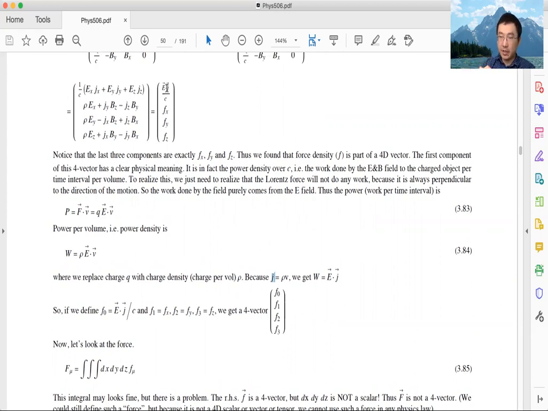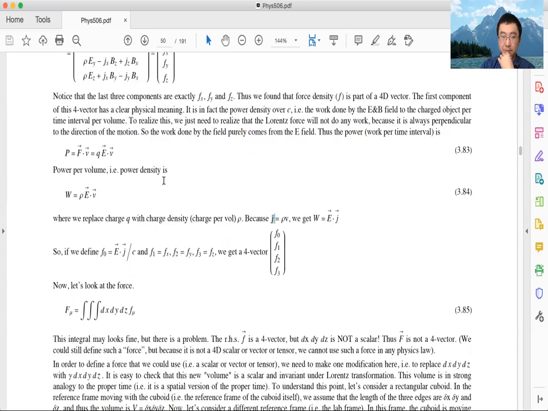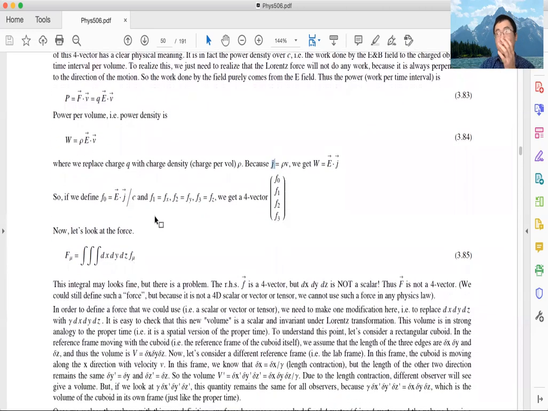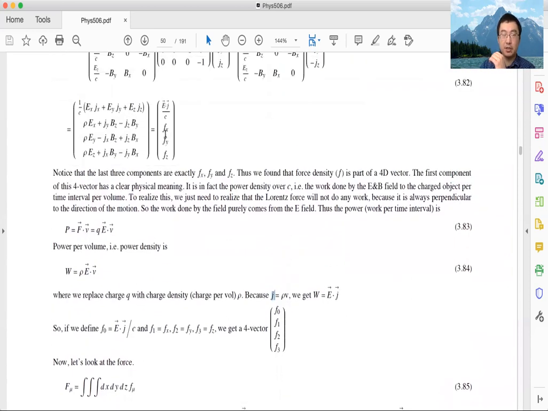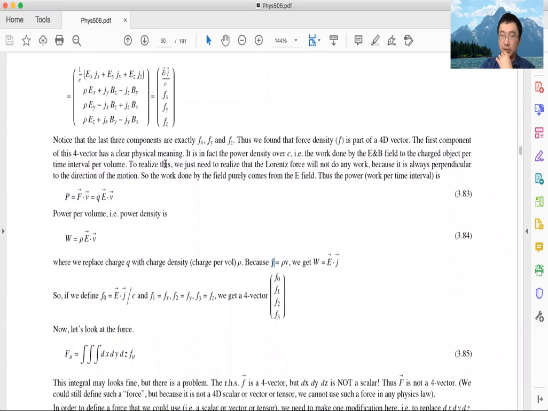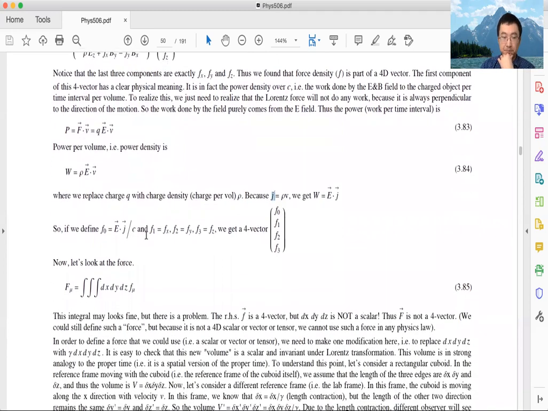So in special relativity, when we organize everything into 4D scalars and vectors, force is part of a 4D vector. In addition to the three directional force components, we need another component to make a 4D vector. That additional component is power per volume, also called power density. Power density and the three components of force density give me a 4D vector. That's a 4D force density vector.